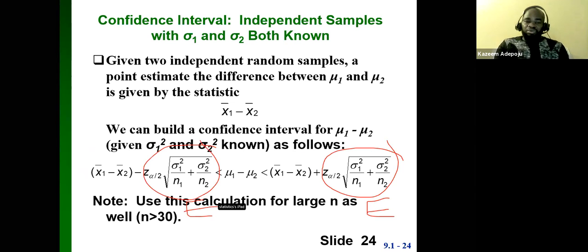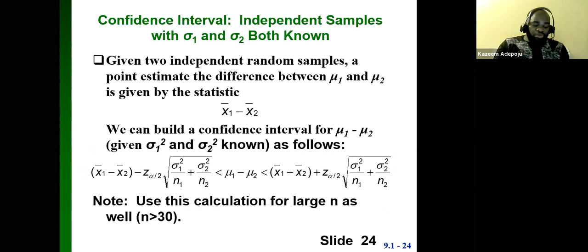Another thing is the assumption that the sample size has to be at least 30. That should be 30 as well. Okay, so let's now see.